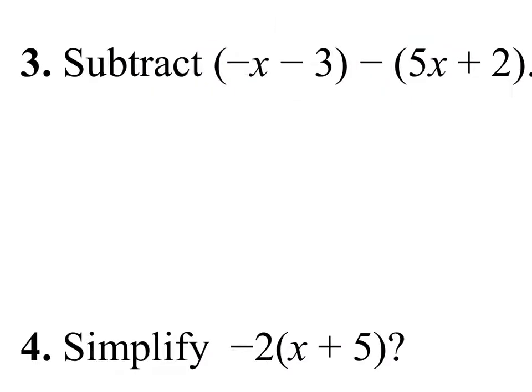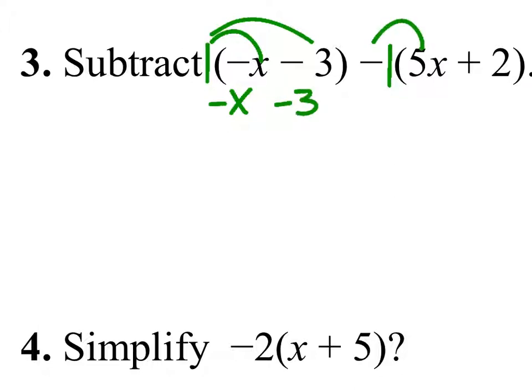Subtract. Well, once again, we got a 1 right here. That's a negative 1 that we're distributing into this second set of parentheses. So this gives us negative x minus 3. But then when I distribute a negative 1 into this set of parentheses, negative 1 times 5x is a negative 5x. Negative 1 times 2 is negative 2. Well, once again, we can put a phantom 1 in front of that x right here.